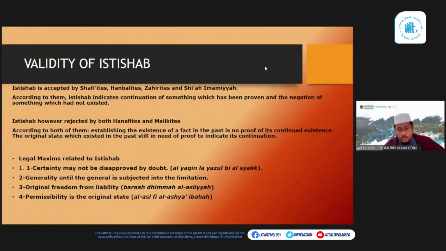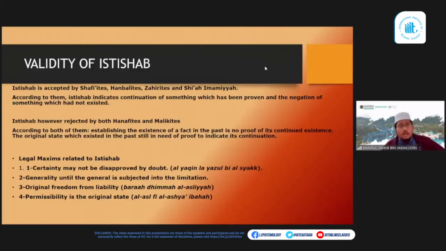Okay, so for istishab, we have various legal maxims that come out from it, in which I believe some of you have some of these qaida as discussed by Prof Amanullah in his previous class. Like we have al-yaqin la yazul bi-shak, bara'a dhima al-asliya, al-asl fil ashya' al-ibah, and so on.